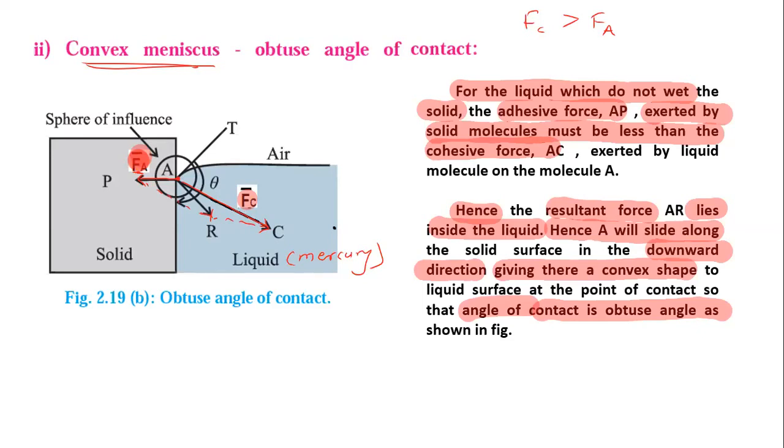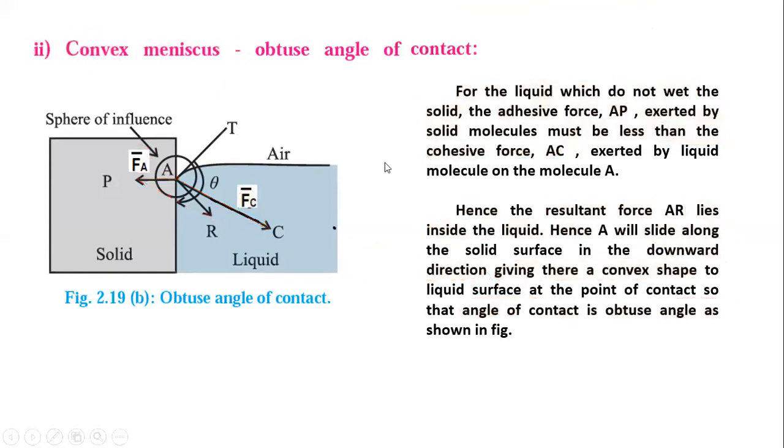This explanation you can write in your own words. Okay, that's it. Only this magnitude of the force you have to discuss, and because of that, the resultant lies inside the liquid and molecule A creeps downward or slips downward, you can say, and it gives a convex meniscus. So that's it in this article. I hope you understood why we get the obtuse angle of contact. So everything depends on the component diagram. Okay, next one.